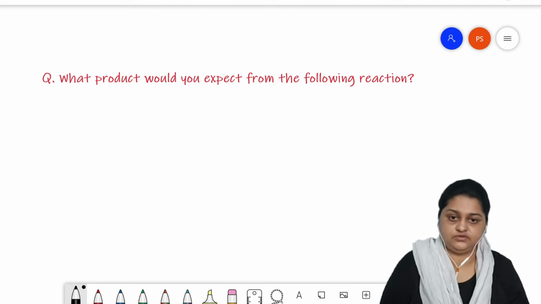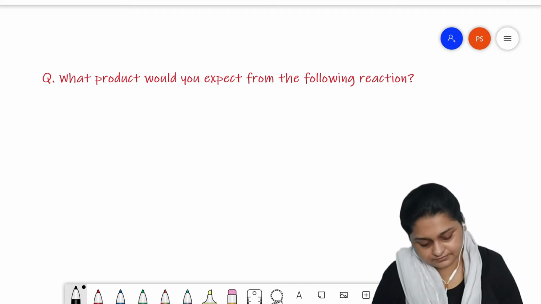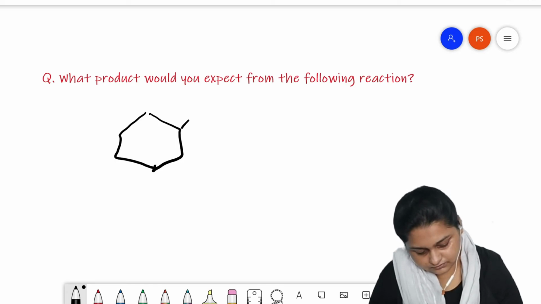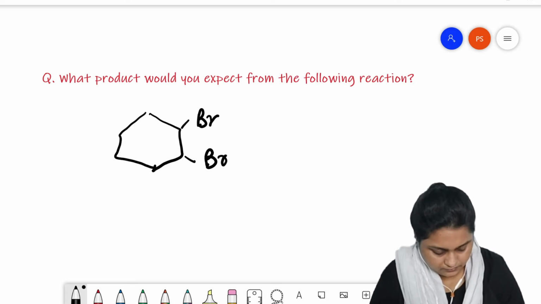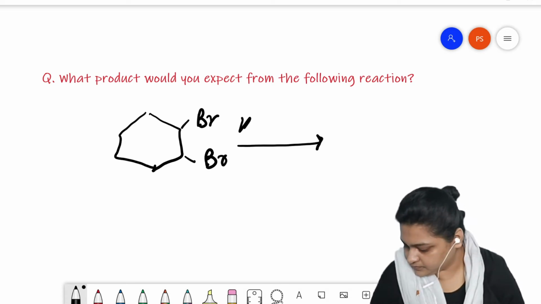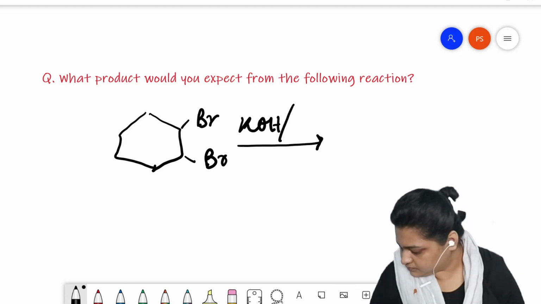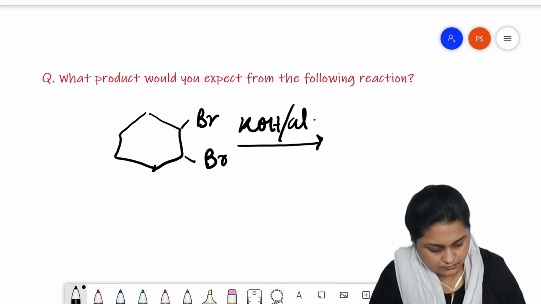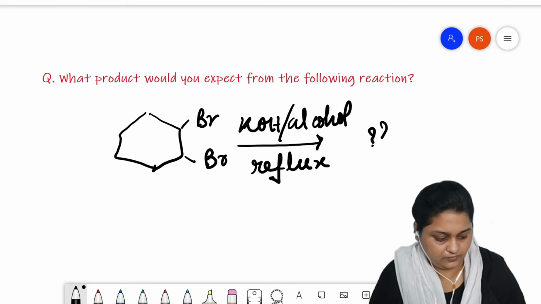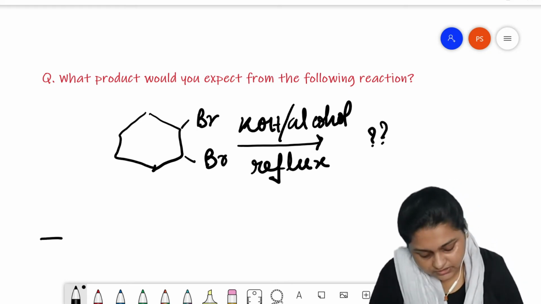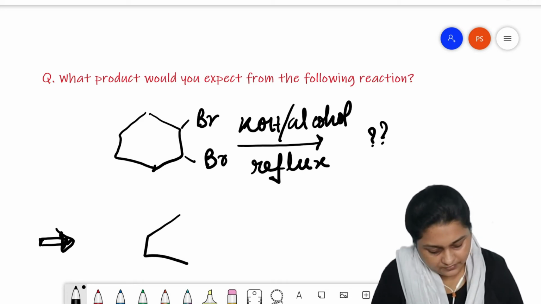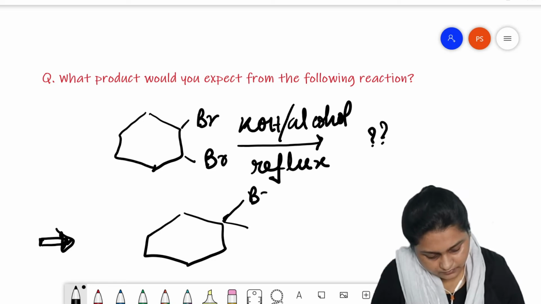What product would you expect from the following reaction? The reaction is this, and the product that we will get is, now, Br and hydrogen is present there. Br and hydrogen is present there.